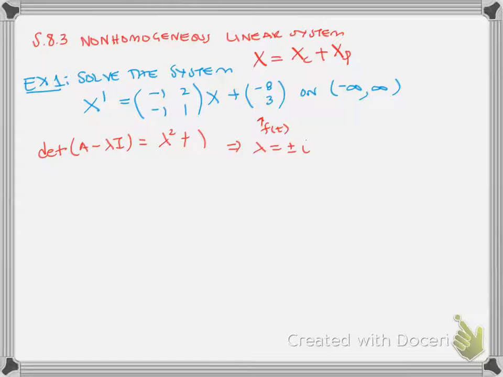Remember, we only need to look at one of our lambdas. So this is 0 plus i. In terms of alpha and beta, alpha has to be 0, and then it's really a 1 there, so beta is 1, because it's really 1 times i. We just don't write it there.